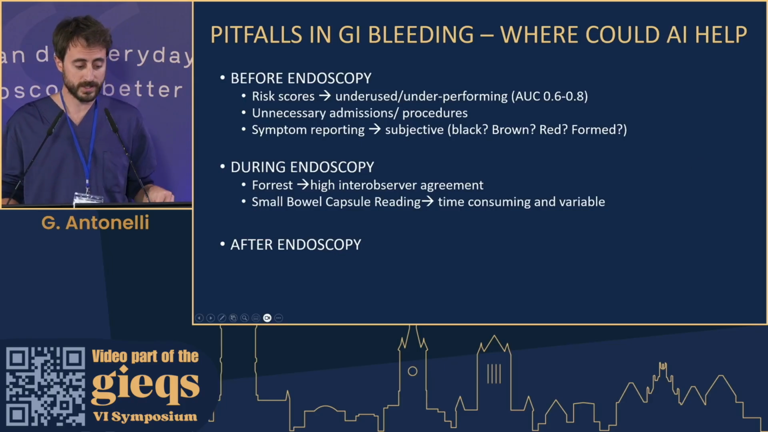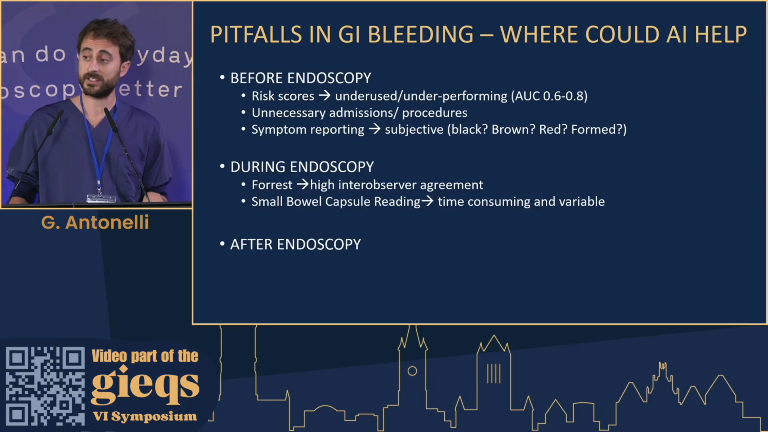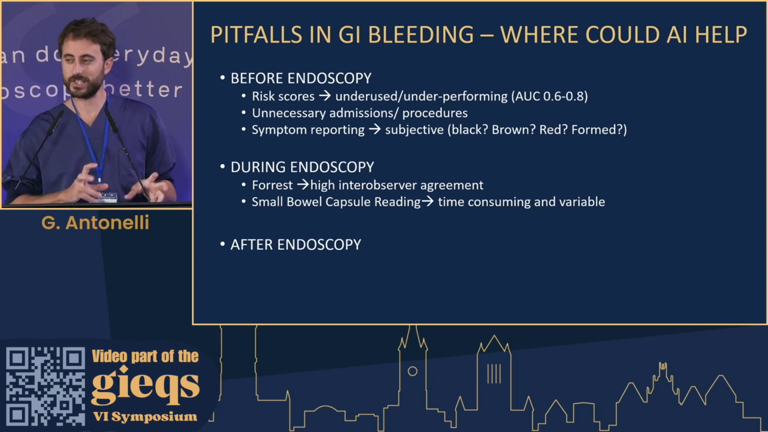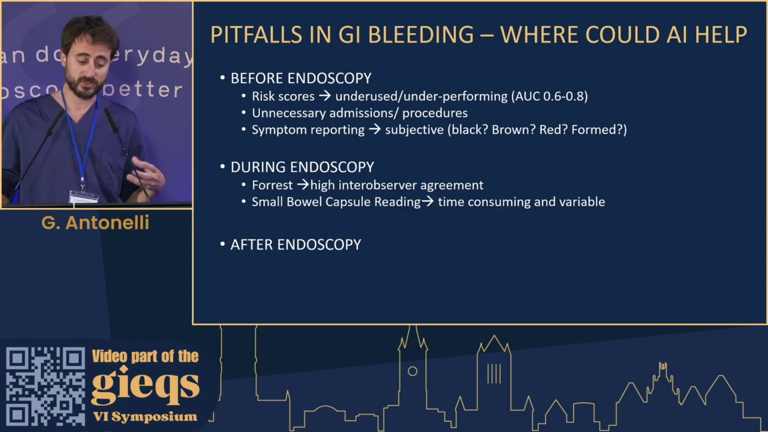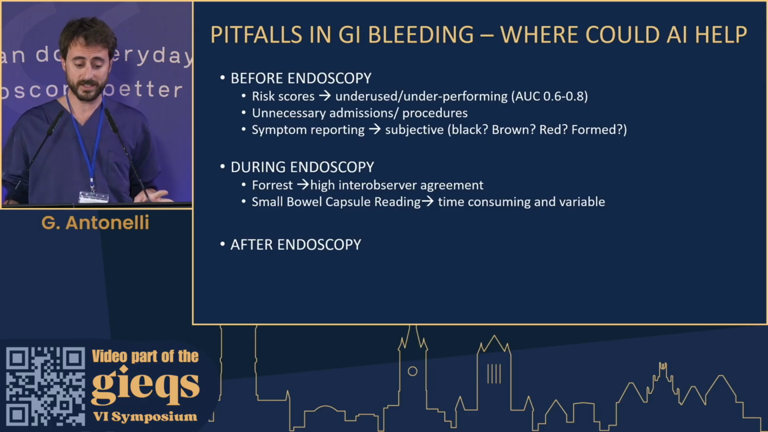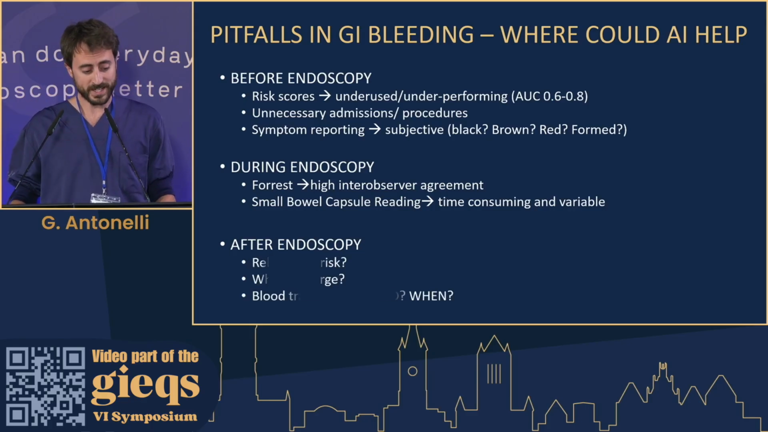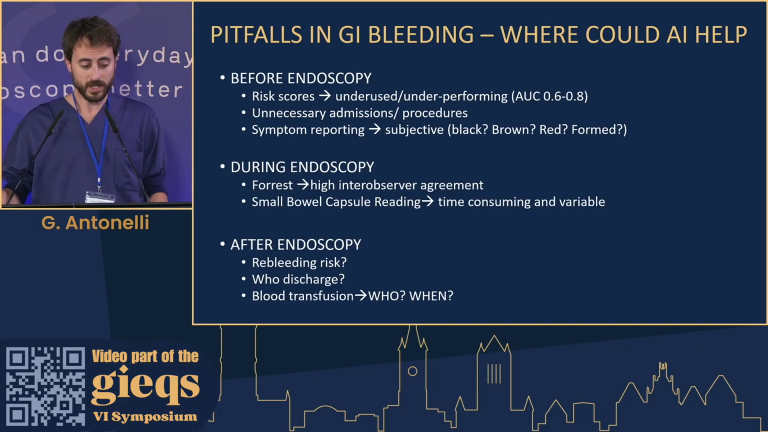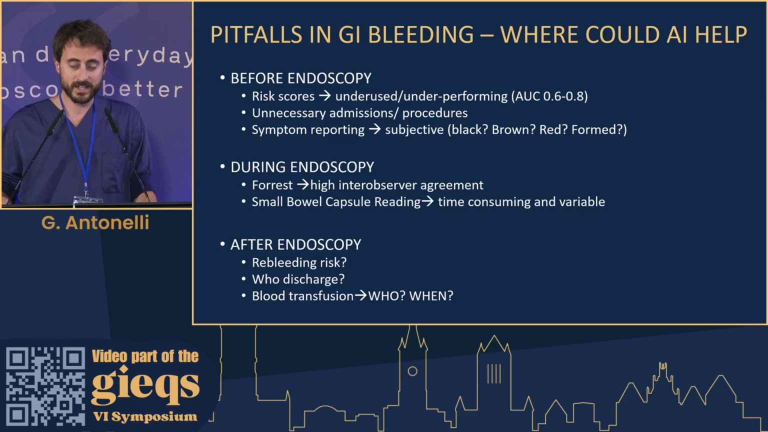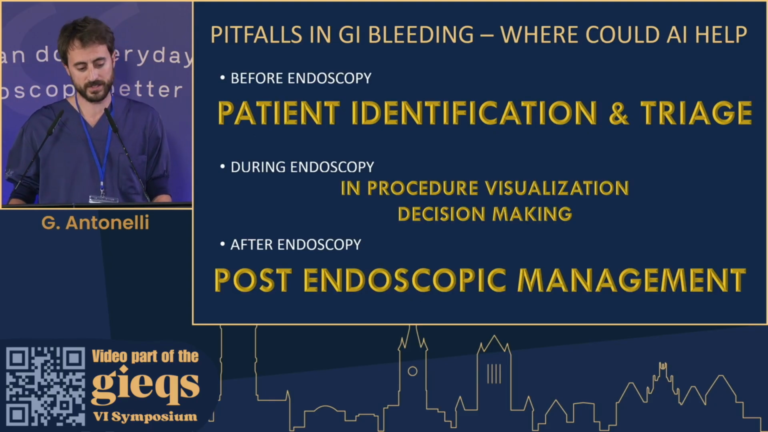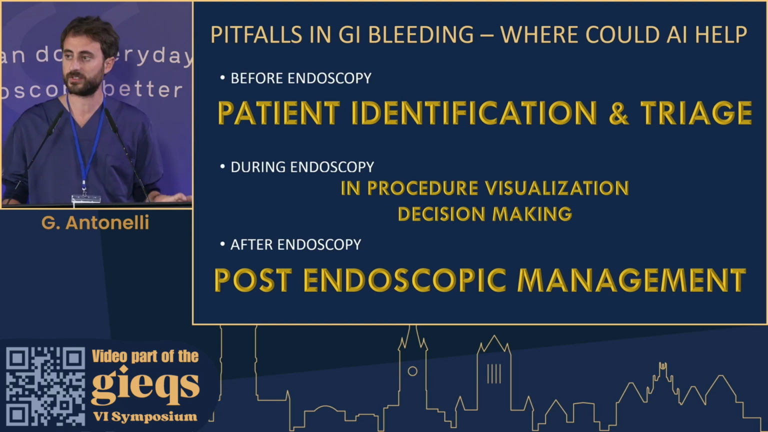During endoscopy, Forrest guides the treatment, but it has a very high inter-observer variability. And small bowel capsule in bleeding, I know it's not actually endoscopy, but since it's one of the most interesting applications of AI, I put it here because it is anyway something that we do also in active bleeding, and it's time-consuming and very variable. And after endoscopy, we have difficulties understanding who is at risk of rebleeding, who we can safely discharge, and when to do a blood transfusion, and who to do it to. So this is simplifying patient identification in procedural decision-making and post-endoscopic management.